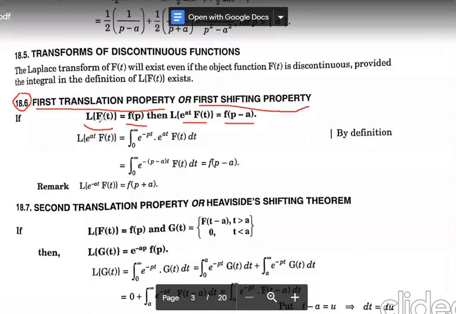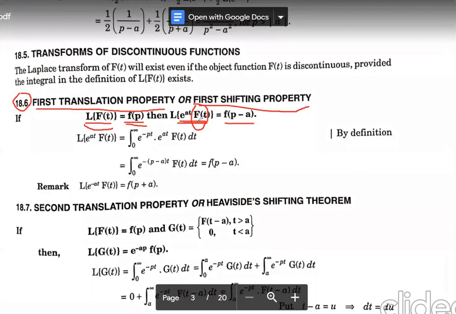So what is that? If you know the Laplace transform of some function, let's say f of p is what you are getting, then without using the definition of Laplace transform, you can find out the Laplace transform of e to the power at into f of t. That means if you know the Laplace transform of f of t, then in order to find the Laplace transform of e to the power at into f of t, you use this first shifting property.